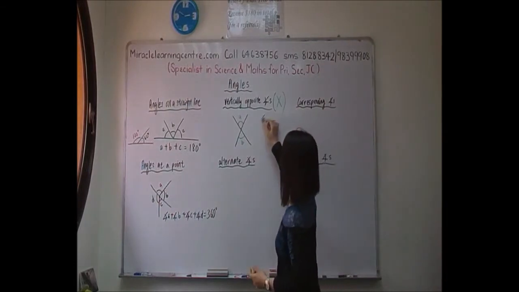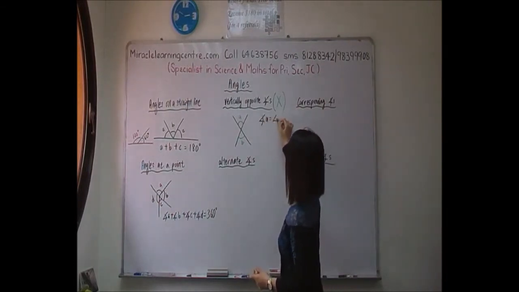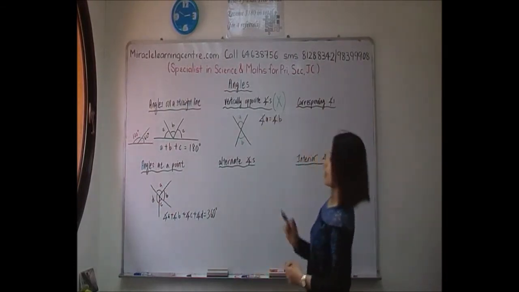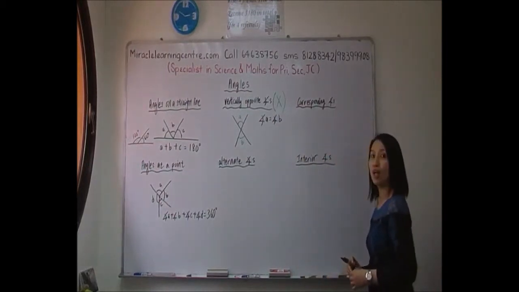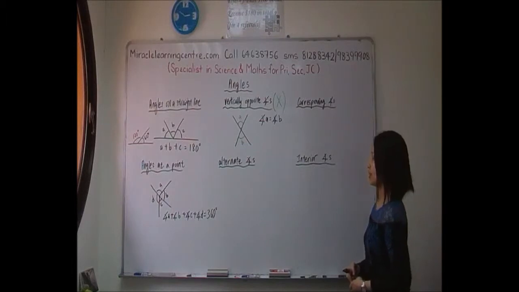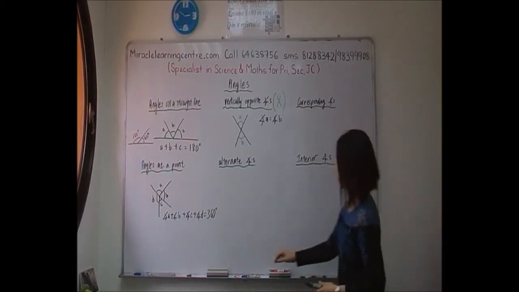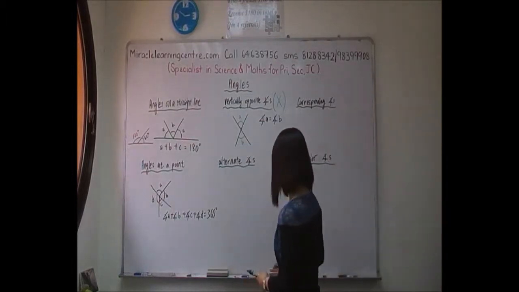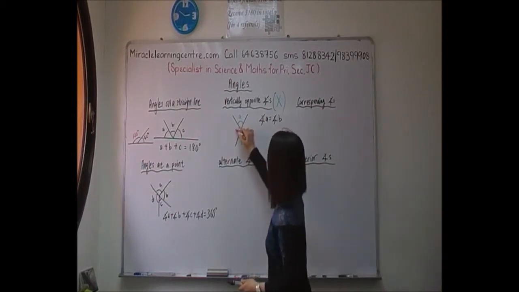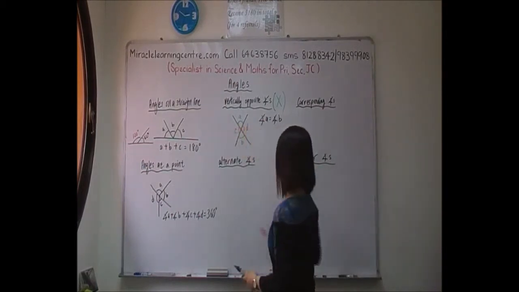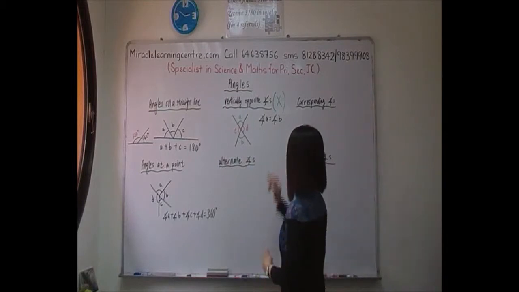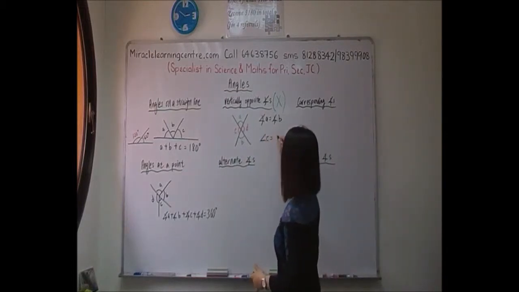So angle A is equal to angle B because they are vertically opposite angles. And angle C is equal to angle D.